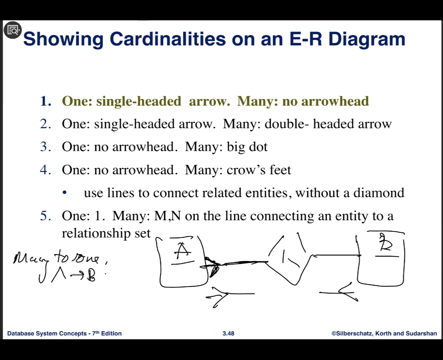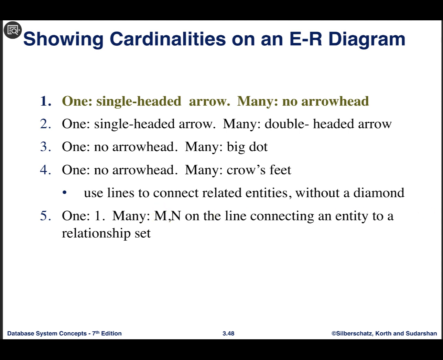The other thing we can use is a number. Just on top we say one, just one, and the many is going to be m or n, depending on whatever number we have here. So in this case, it's going to be many-to-many or one. Let's say we do one-to-many.